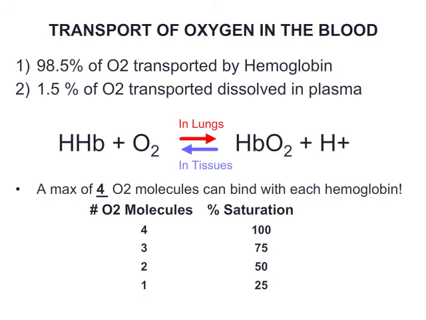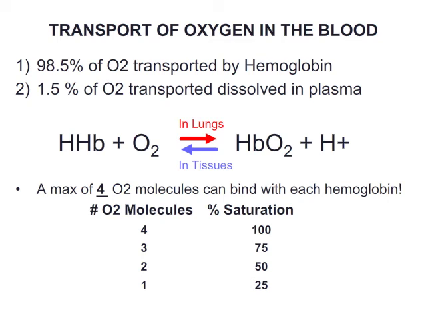So now that we've talked about the processes of external and internal respiration, we now need to discuss how we get the gases to the places where they need to go. You should remember that hemoglobin is responsible for transporting the majority of oxygen within the bloodstream. That is, around 98.5% of oxygen is transported by the hemoglobin molecules found within red blood cells. Another 1.5% is actually transported dissolved in the blood plasma.